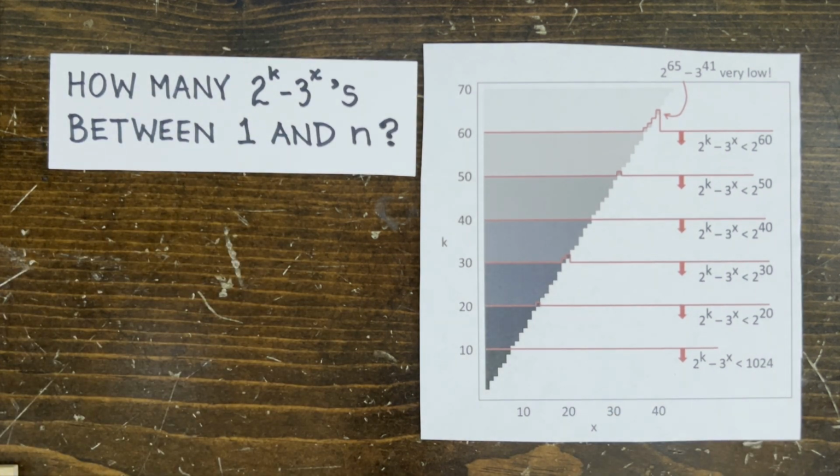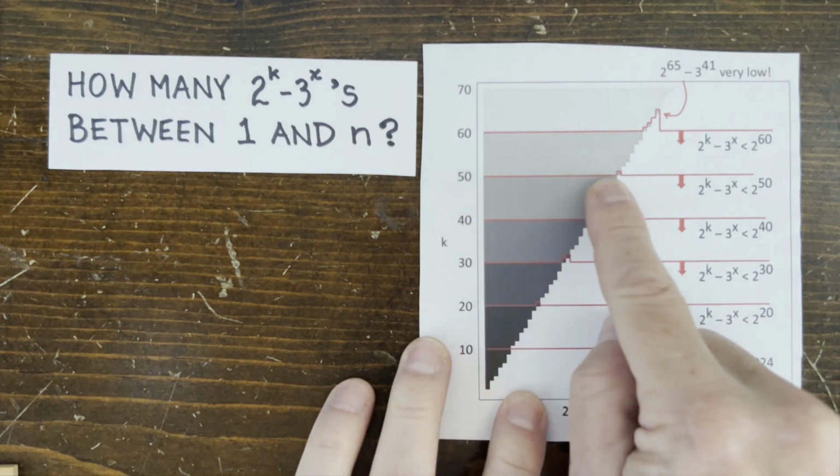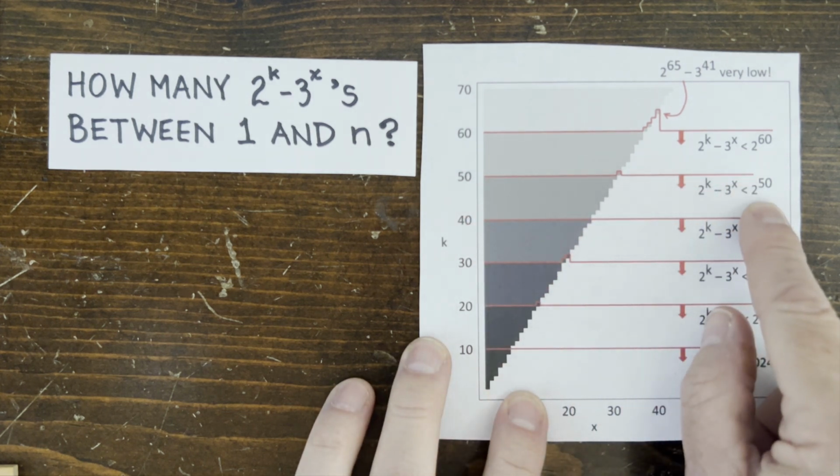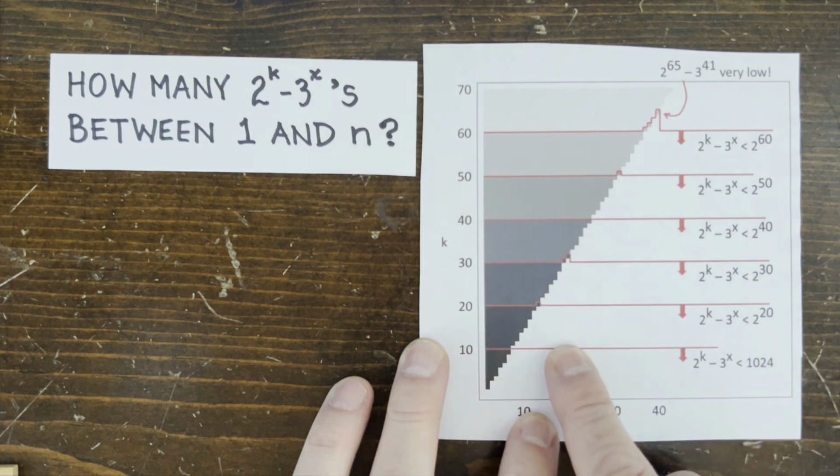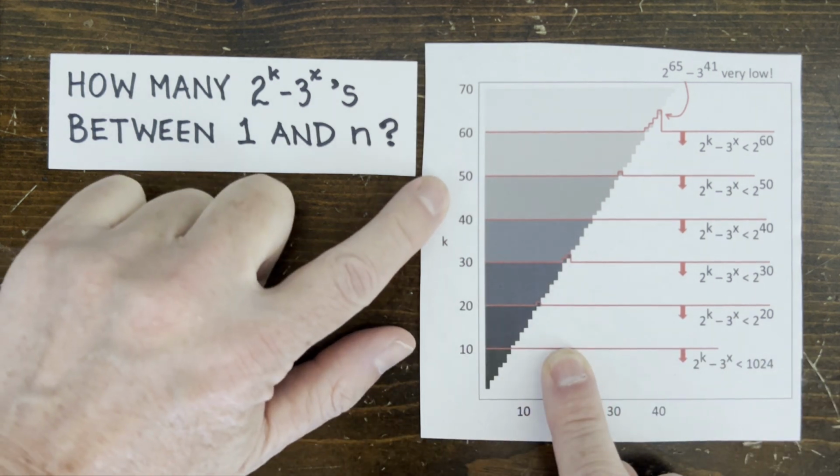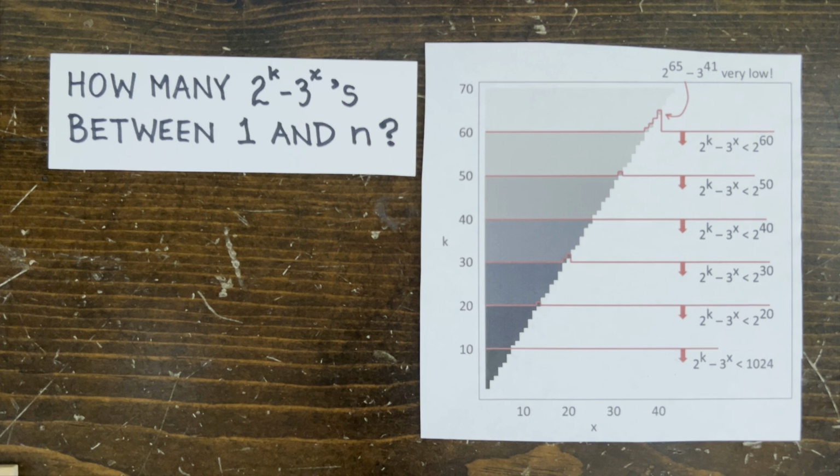Okay, let's look at this red line here. It shows all the values less than 2^50. That's because k equals 50 here, and 2^k minus anything is less than 2^k.